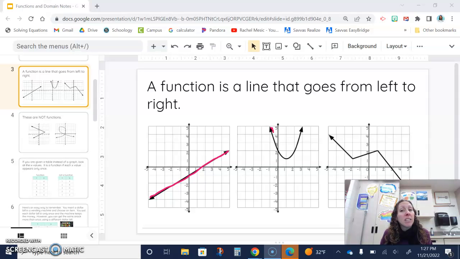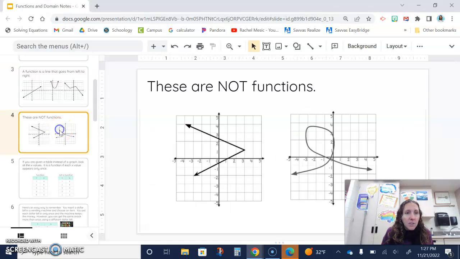This one, it goes from the left and it's still going to the right as it goes down and then up again. And this one is going from left to right as it changes height, but that's okay because it's still going from left to right. All right, so for this one here, these are not functions. This one goes from left to left again. That can't happen. And then this one goes from left to right to left to right. That one is not a function.